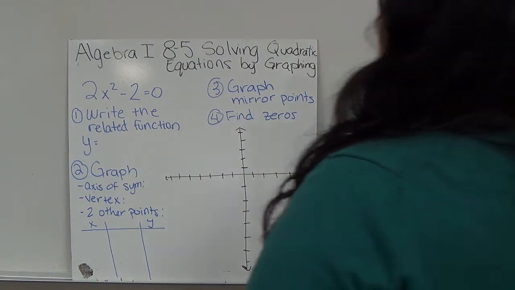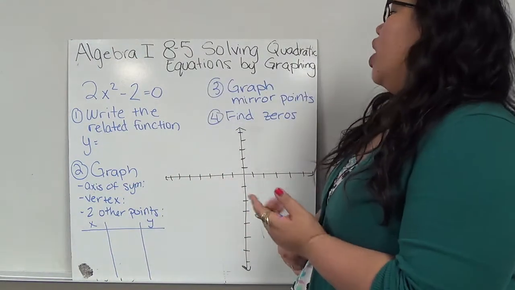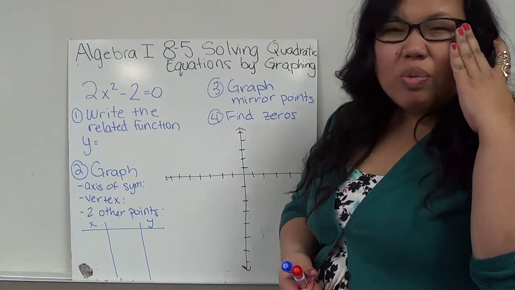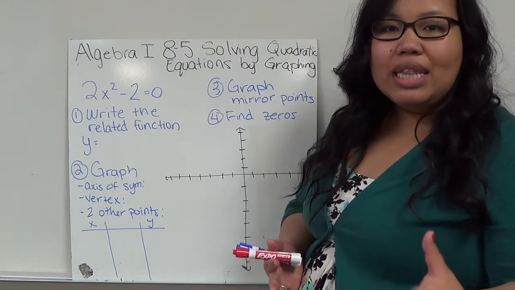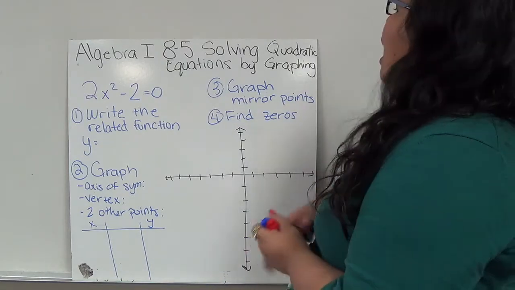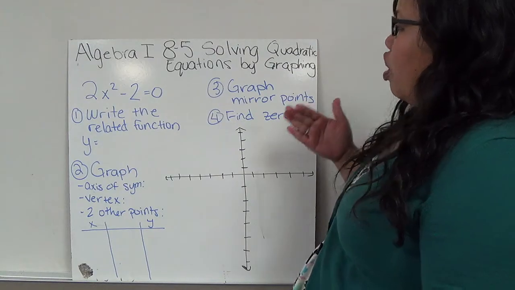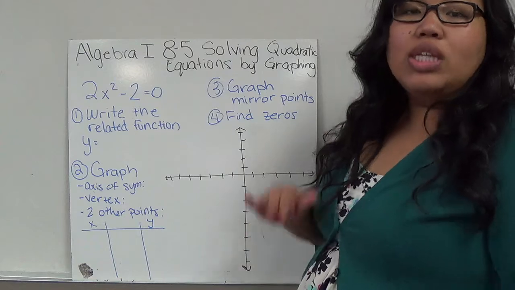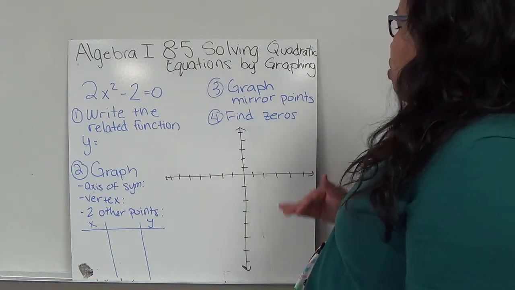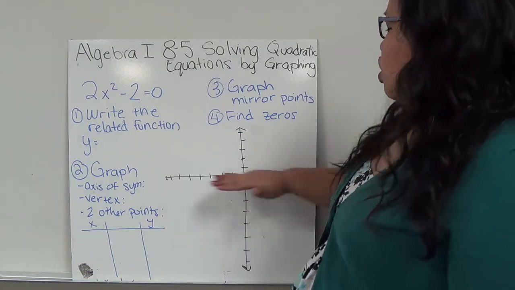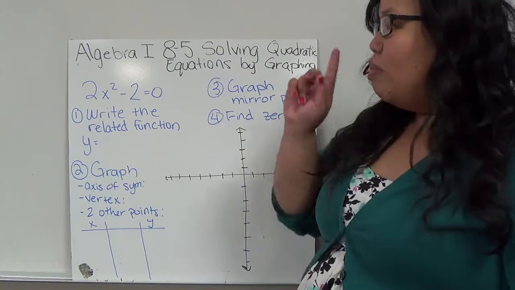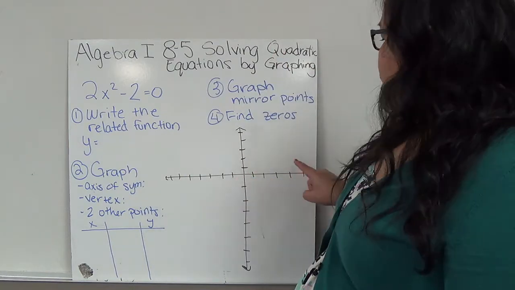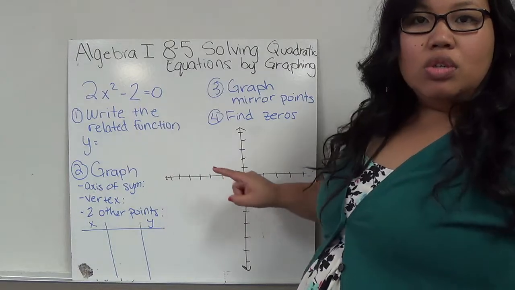In Algebra 1, Section 8.5, we're dealing with solving quadratic equations by graphing. So what we're going to be doing is combining the last two sections into one. We do know how to graph an equation, but we're going to take it one step further from last section and graph it in a way so I can find the solution, okay?